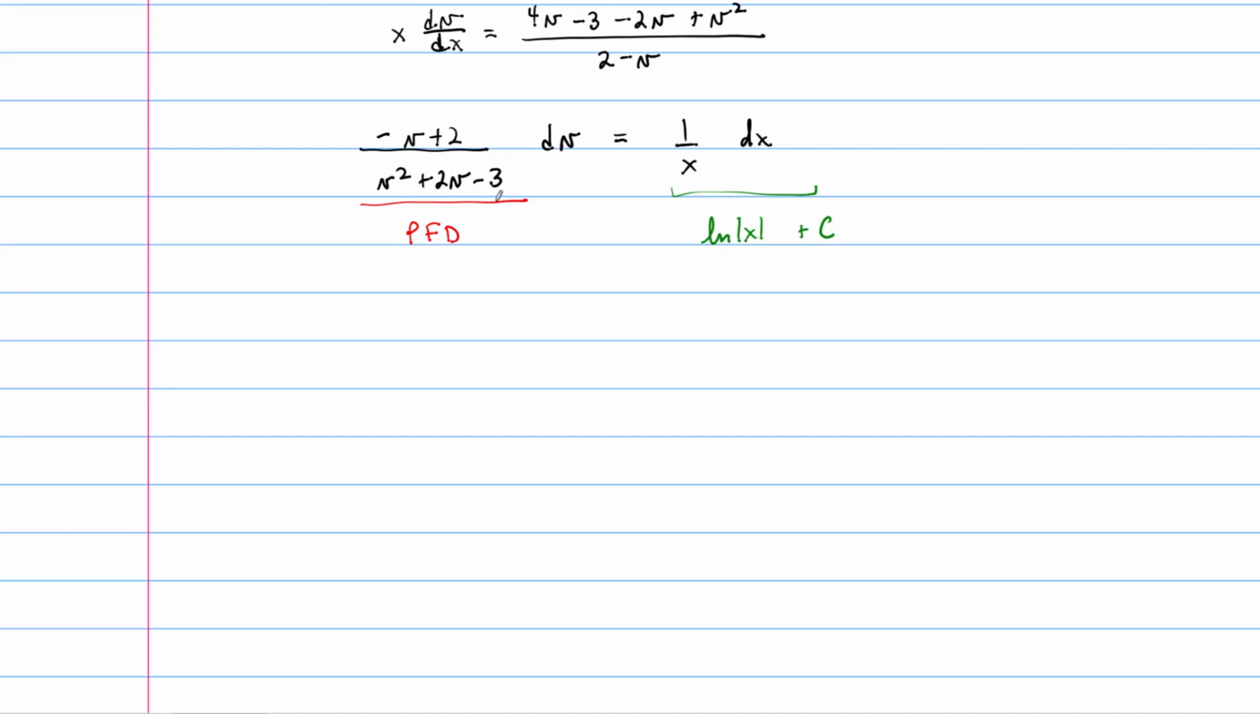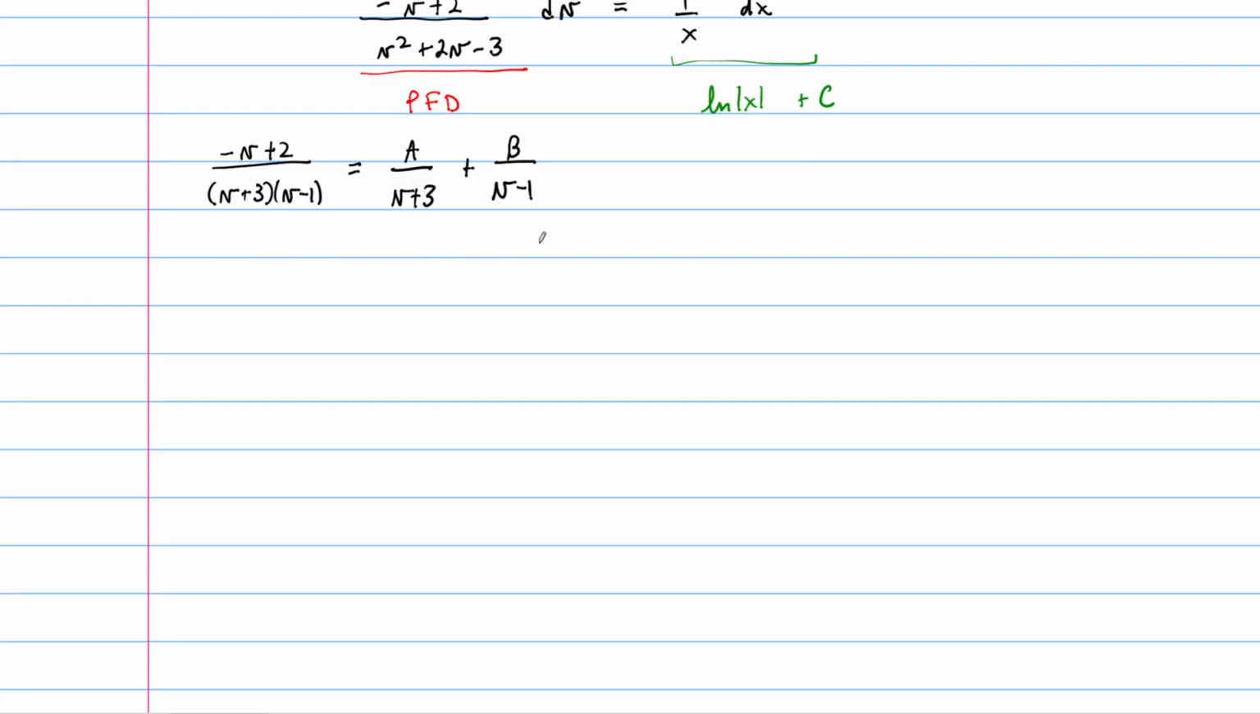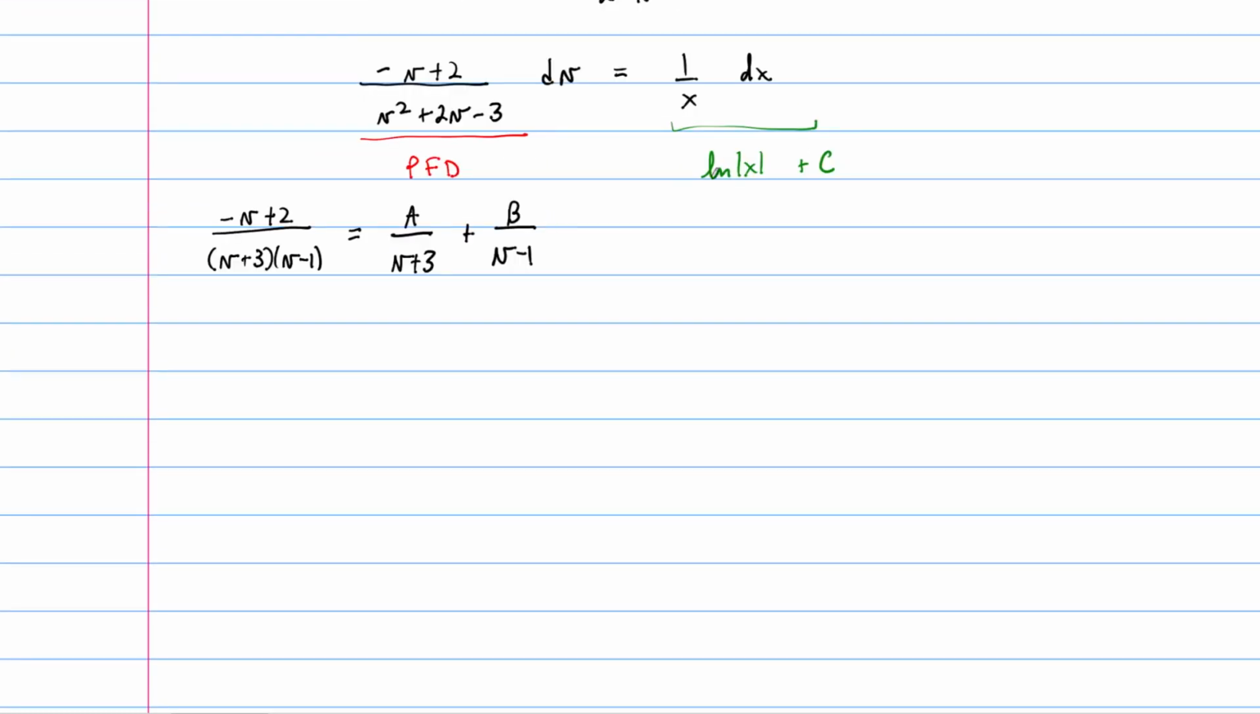The bottom of this factors, right? So this one can be written as (minus v plus 2) over, this will factor to become what? (v plus 3) times (v minus 1), which adds to 2 and multiplies to negative 3. And so partial fractions say that this becomes A over (v plus 3) plus B over (v minus 1). And before doing anything else, we can just integrate this, right? So we're going to have to solve for the A and the B. I'll do that in a second, but I'd like to get this integrated first.